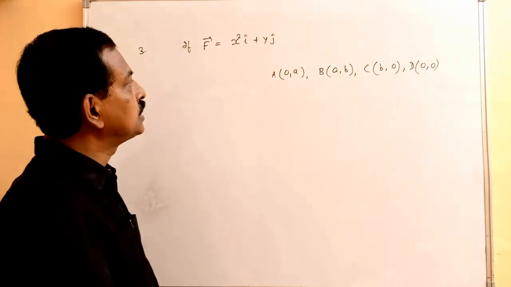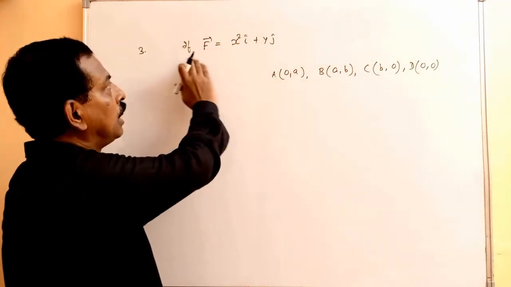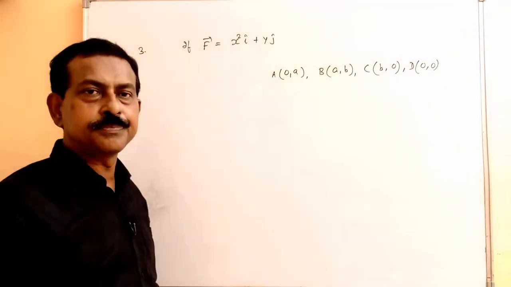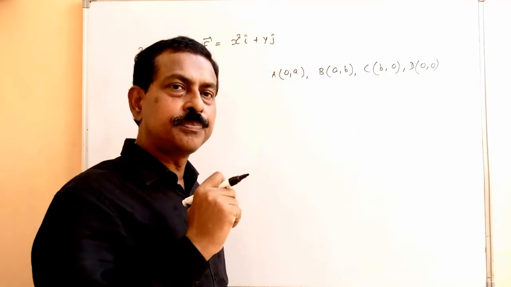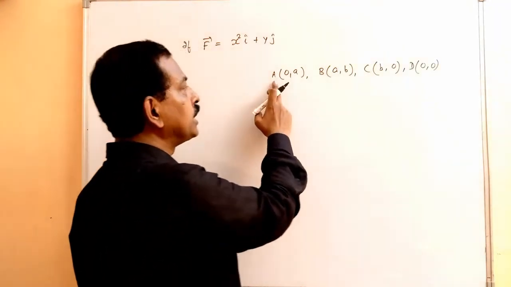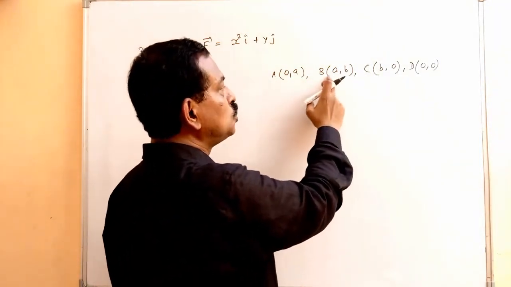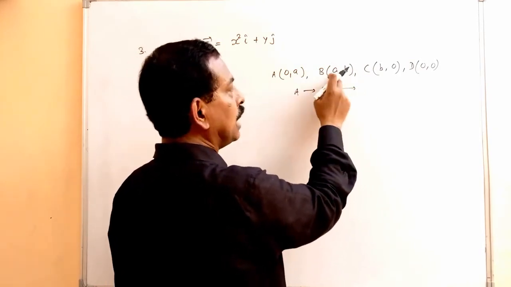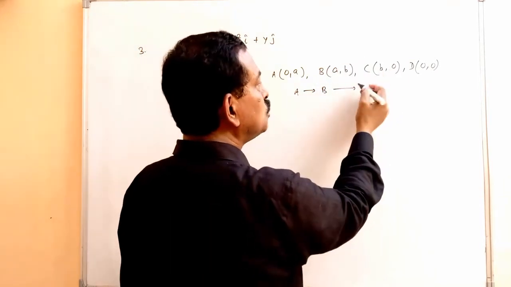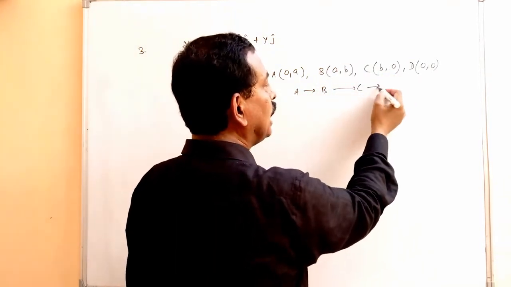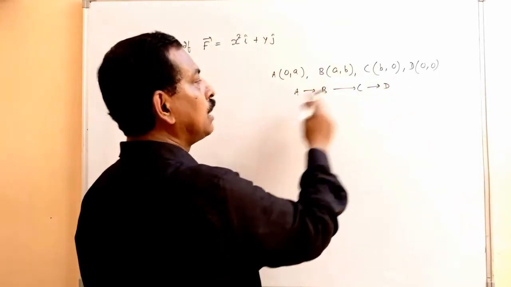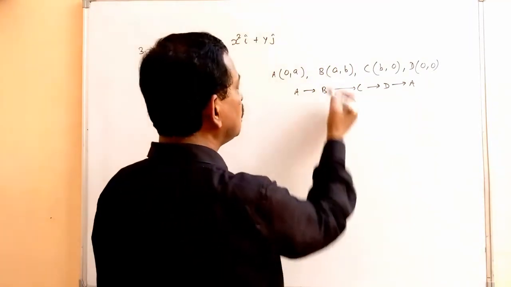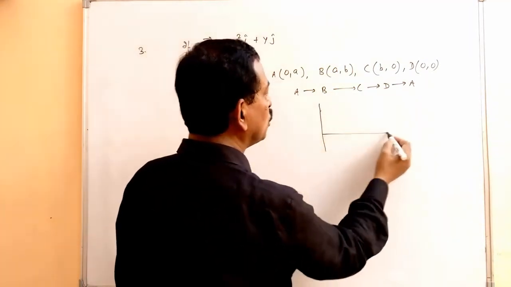Let's take another question. It is given that F is x square i cap plus y j cap. This acts on a particle and it moves it from point A having coordinate 0a to B, that is, from A to B having coordinate AB, then to C, B0, and then to D and back to A.